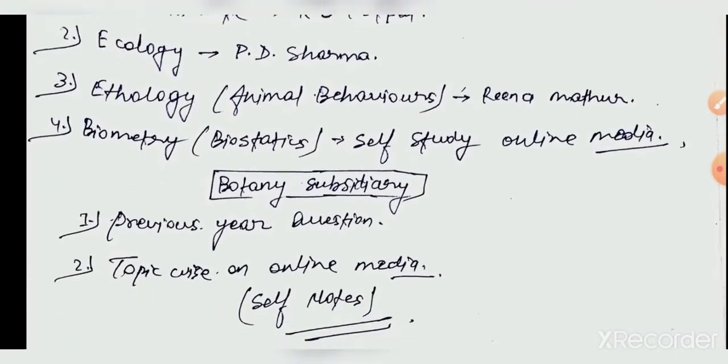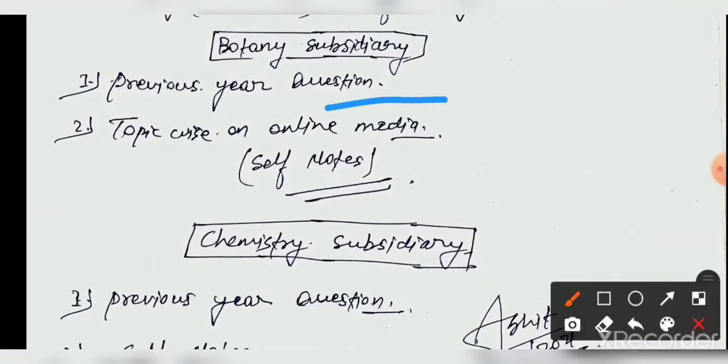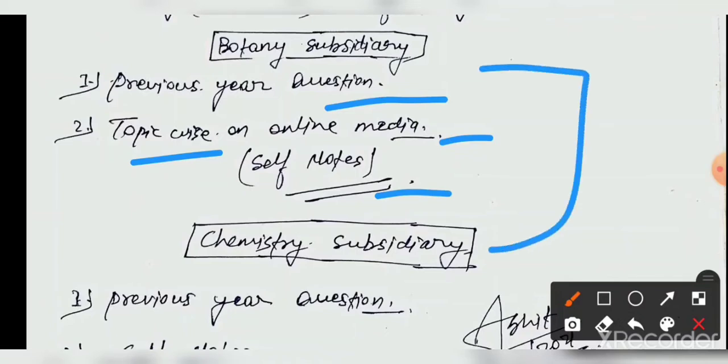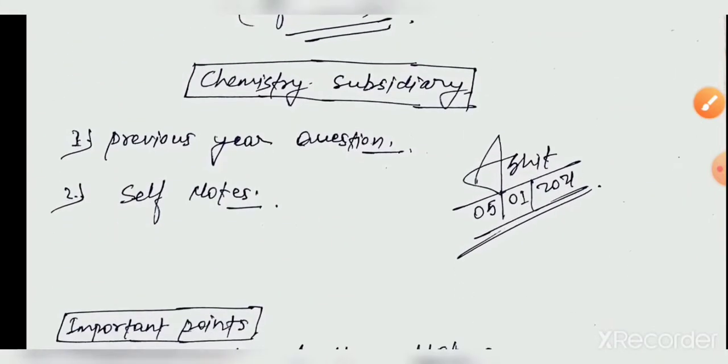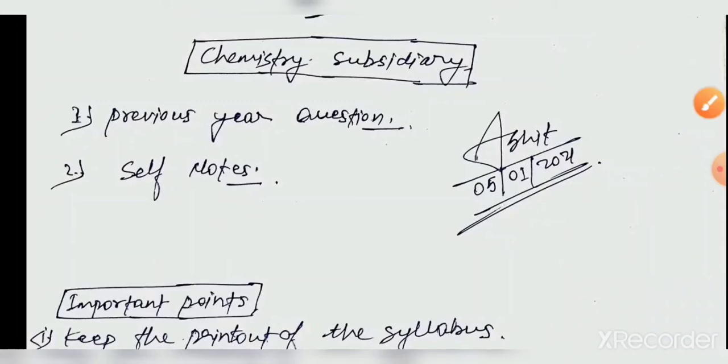For the botany subsidiary paper, you need to know the previous year questions and topic wise material on online media. I made self notes from online media, but this year the exam pattern was totally changed. Our examination for the subsidiary paper was objective. We need to prepare in the objective manner, leaving the subjective and making the objective paper. This was the date when I made this plan, 5 January 2021, that was the 5 May. I made this plan and I am following it onwards.